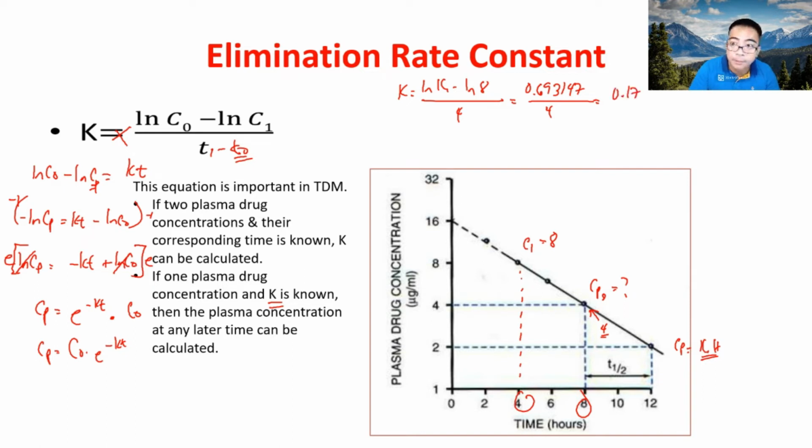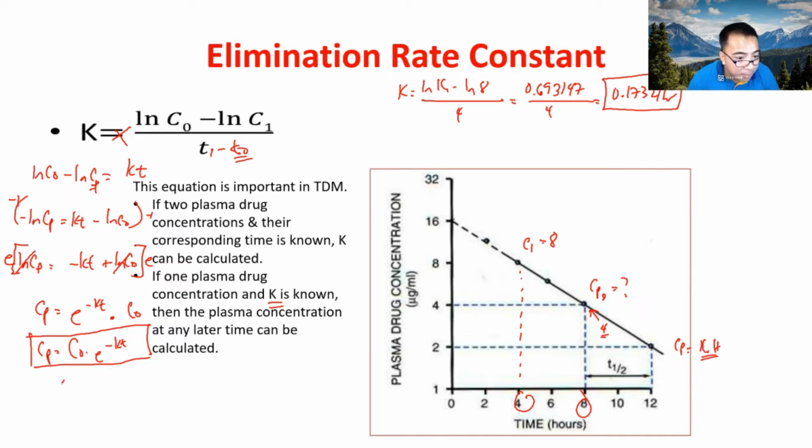0.1732 per hour. Okay, pretty much the same as what we computed earlier. Now, we said we will use this equation to determine the concentration on the 8th hour. So, therefore, class, since I have K, I have C sub 0, and I have T, which is 8 hours, I can determine that.